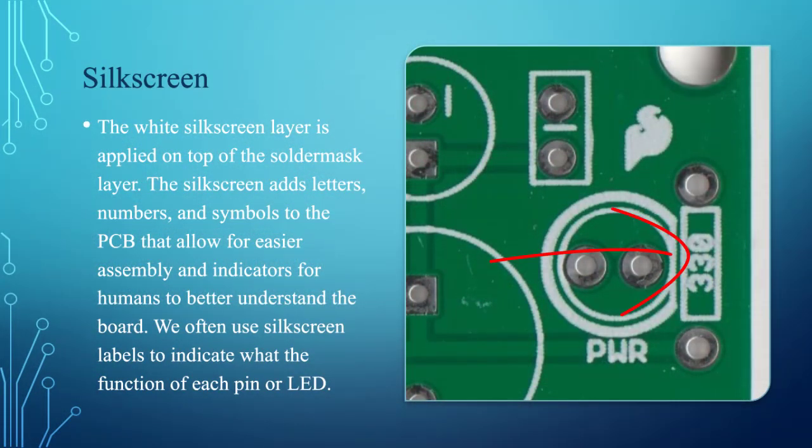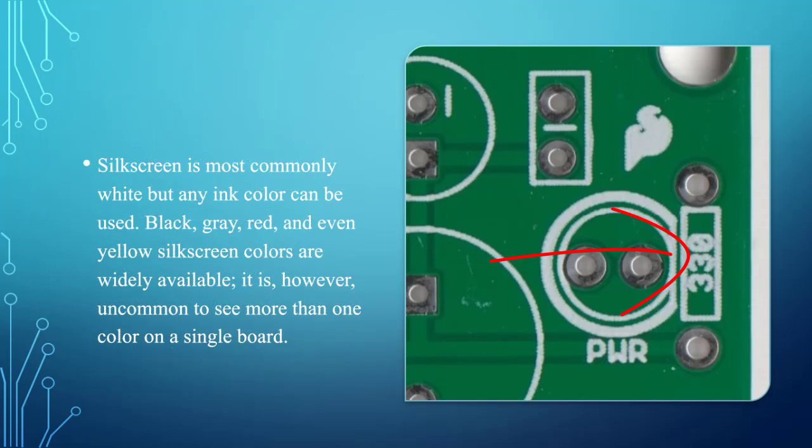Silk screen. The white silk screen layer is applied on top of the solder mask layer. The silk screen adds letters, numbers, and symbols to the PCB that allow for easier assembly and indicators for humans to better understand the board. We often use silk screen labels to indicate the function of each pin or LED.